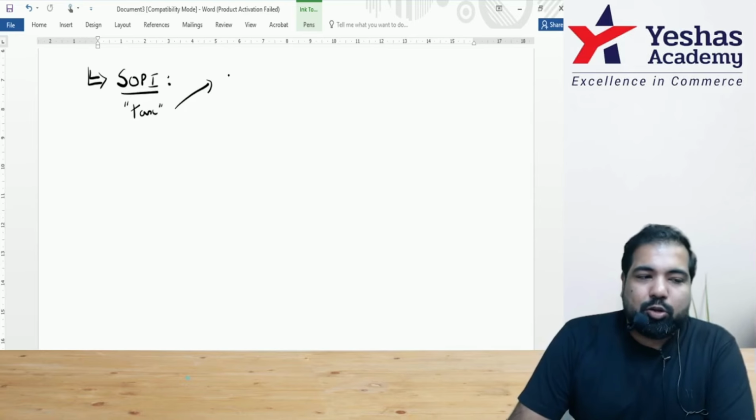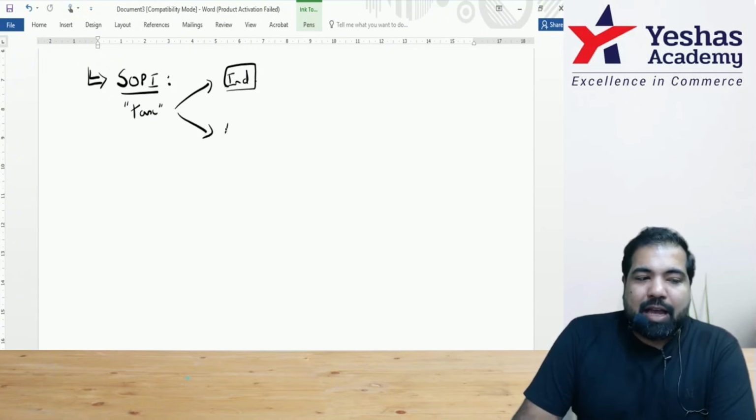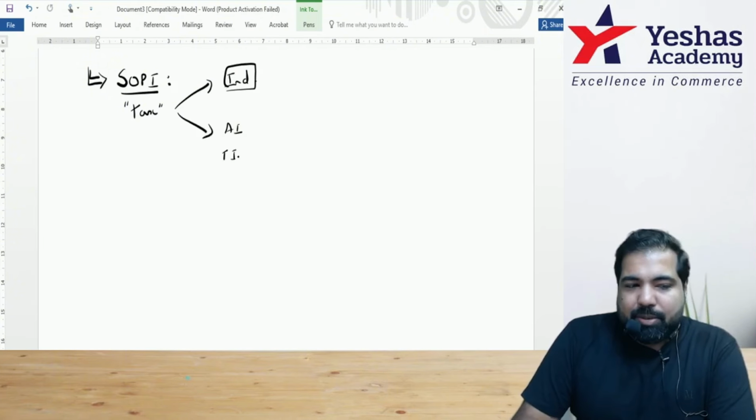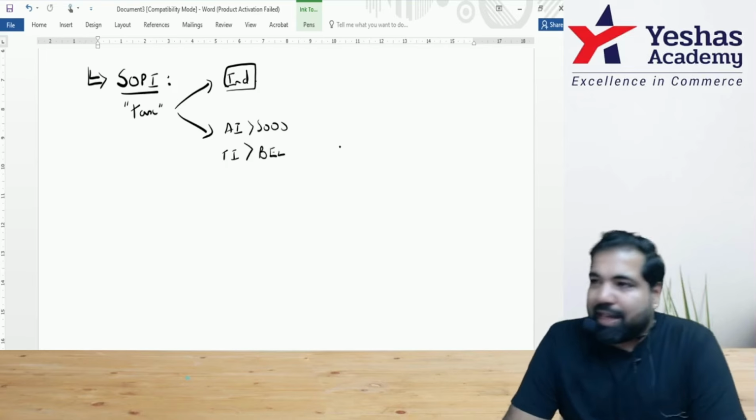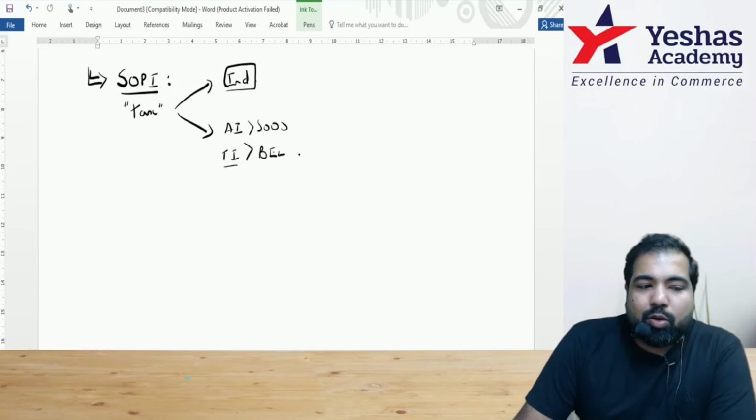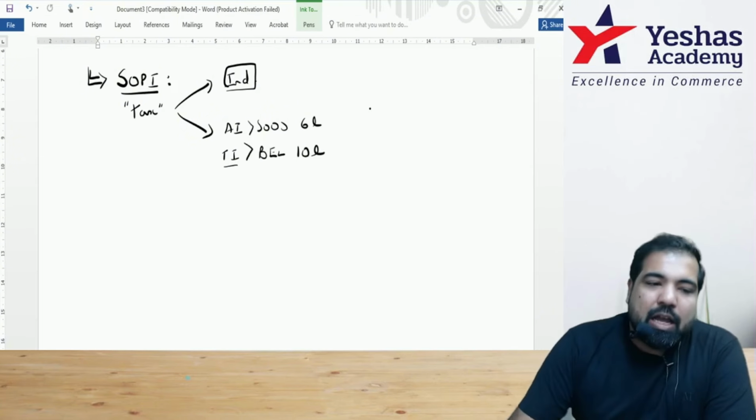But for SOPI, you need to be an individual. And second, you need to have 2 incomes: agriculture income also and taxable income also. Agriculture income more than and taxable income more than the basic exemption limit. If this happens, then SOPI will apply. Example, guys, total income 10 lakh, agriculture income 6 lakh. Will SOPI apply? Yes. How is SOPI calculated?